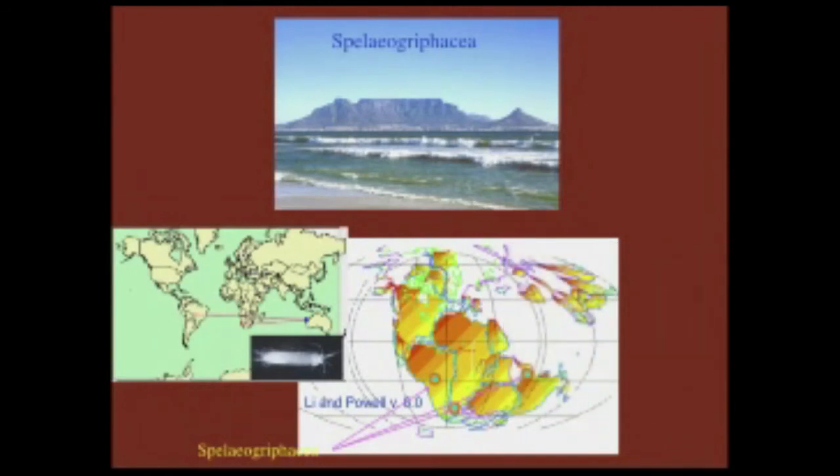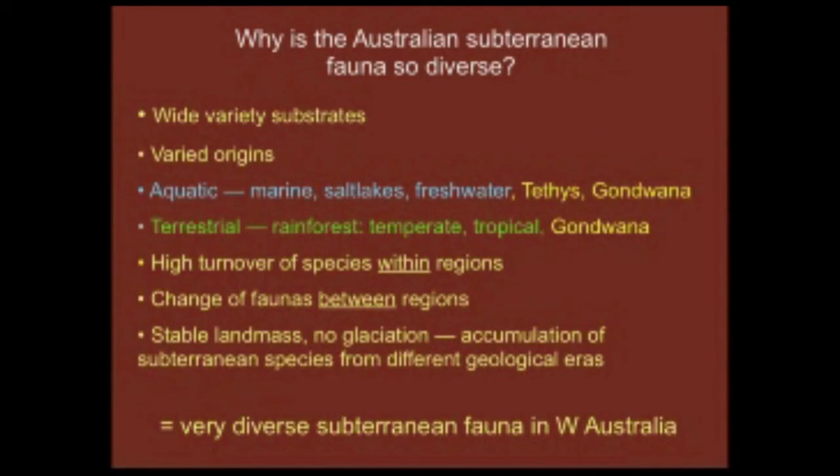So, to conclude then, why is the subterranean fauna of Australia so diverse? There's a wide variety of substrates. The fauna has very varied origins. In fact, I think it has the most diverse origins of subterranean fauna for any continent. It's got aquatic fauna from marine, salt lake and freshwater backgrounds. And it's got clear links with both the Tethys and Gondwana, and probably Pangaea as well.